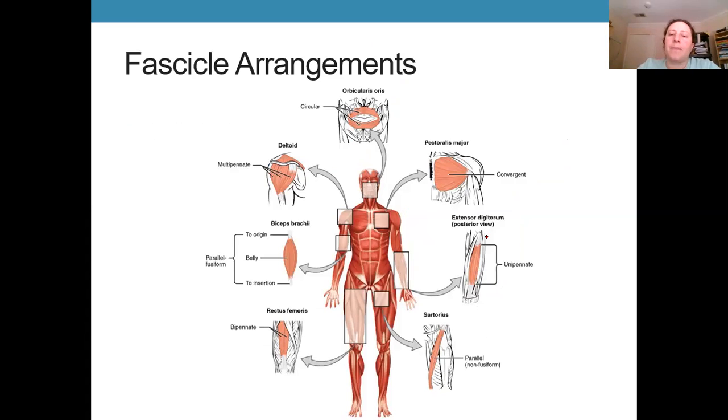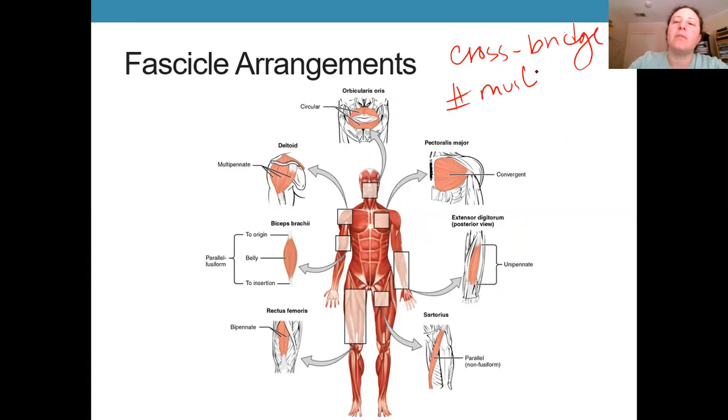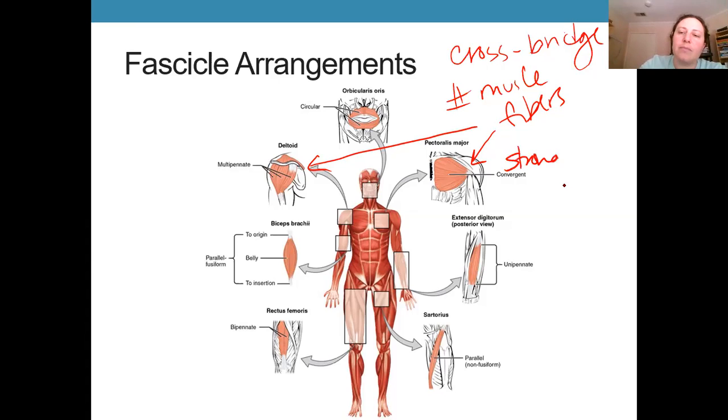So we talked last time about the fact that one of the major things about muscle strength is how much cross-bridge formation we can have. And so the number of muscle fibers is a major factor in how much strength or force can be generated. So when we have muscles like convergent and pennate muscles, we have a lot of fascicles, a lot of muscle fibers that are contracting all at once. And so these are very strong muscle types.